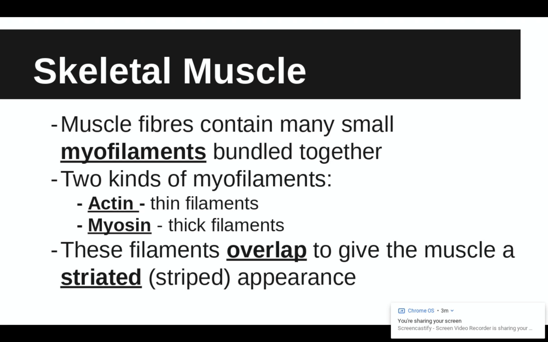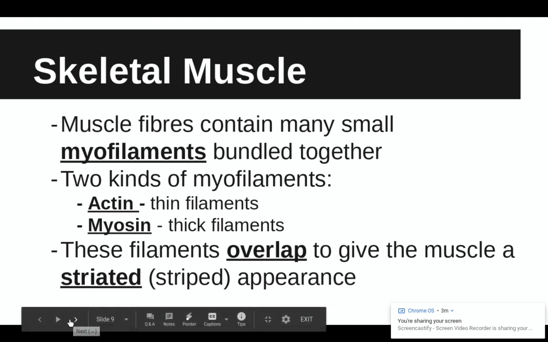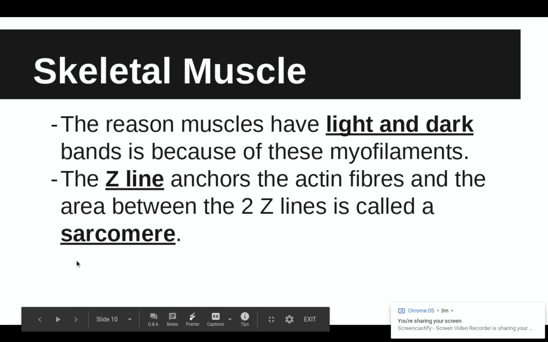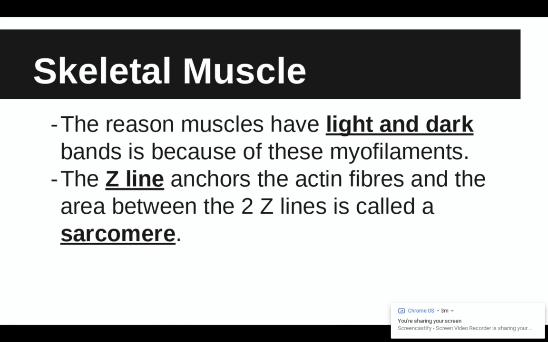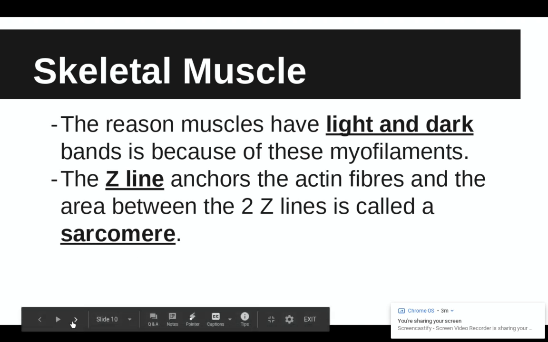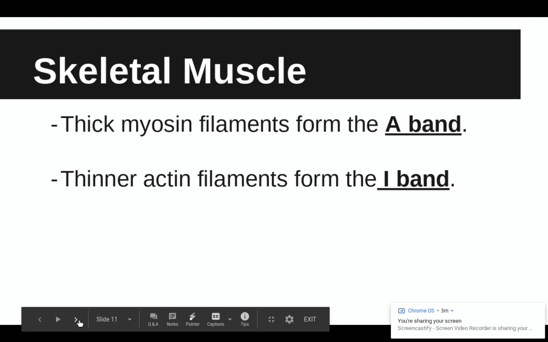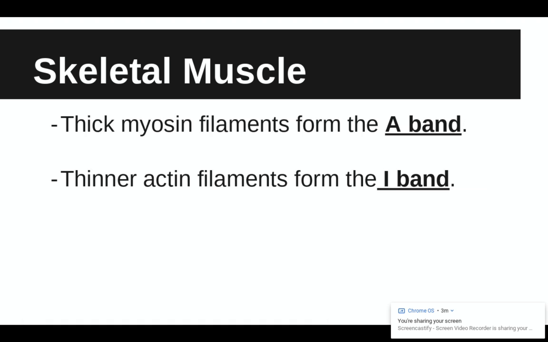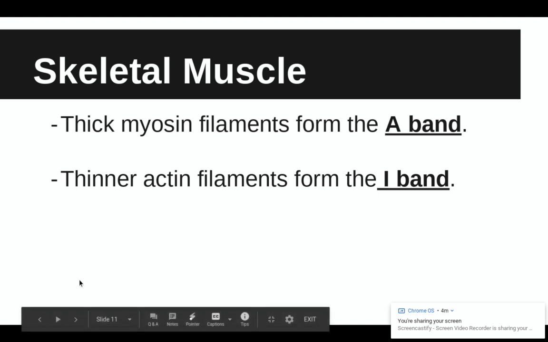These filaments overlap to give the muscle a striated or striped appearance. Again, these are important on how we actually use our muscles. Okay, so the reason muscles have light and dark bands is because of these myofilaments and the way that they overlap. The Z line anchors the actin fibers, and the area between two Z lines is called our sarcomere. The thick myosin filaments form an A band, thinner actin filaments form an I band.